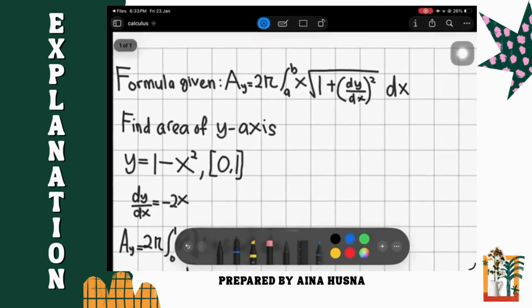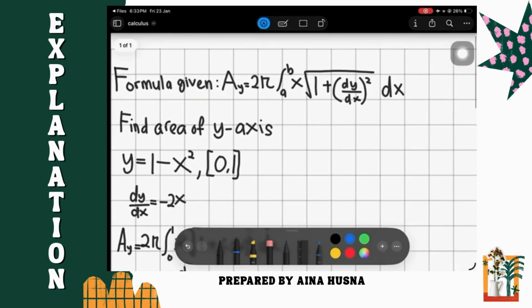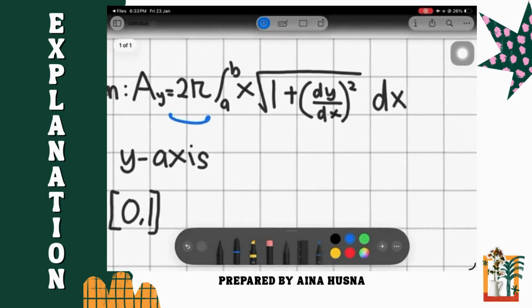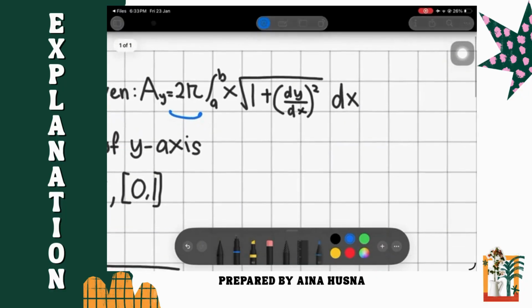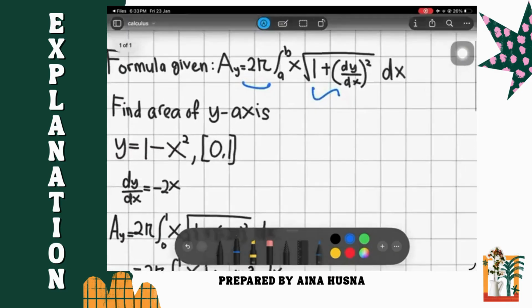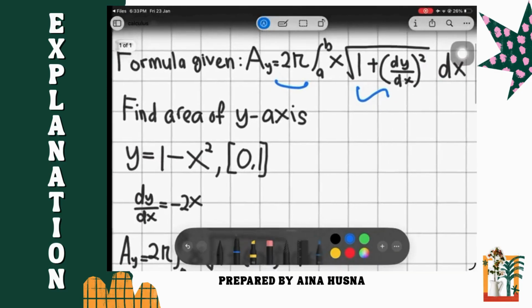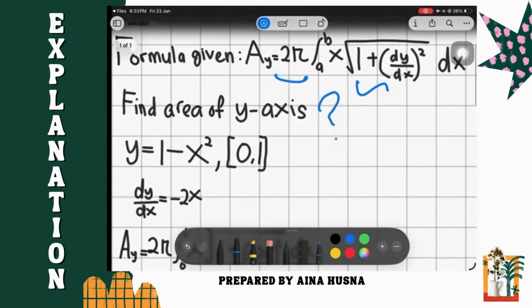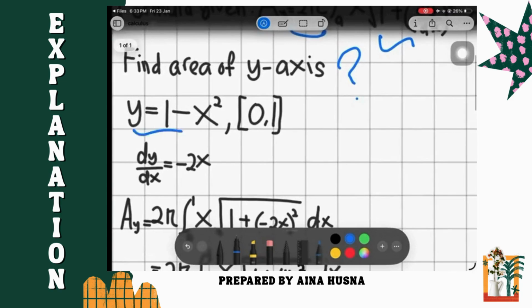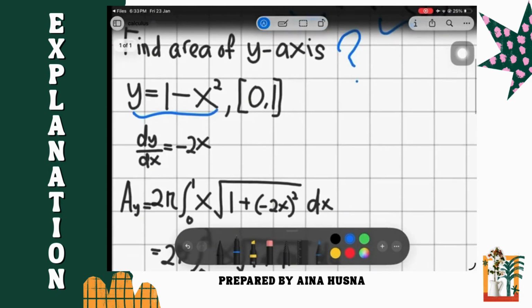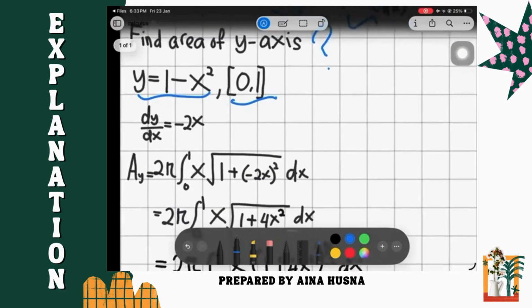So, from the formula given, we know that the surface area about the y-axis is equal to 2π integral from a to b of x times the square root of 1 plus (dy/dx) squared dx. What we need to find is the surface area about the y-axis. The equation given is y equals 1 minus x squared with the limit of 0 to 1.